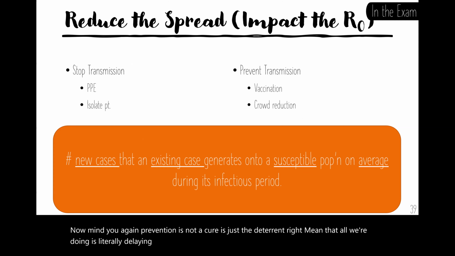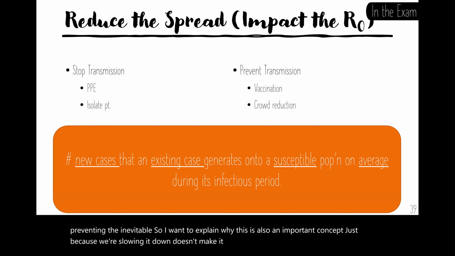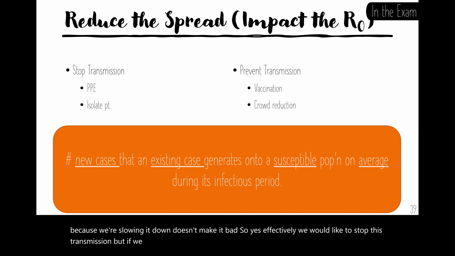So this may not sound as great, as in, well, why are we preventing the inevitable? So I want to explain why this is also an important concept. Just because we're slowing it down doesn't make it bad. So yes, effectively, we would like to stop its transmission, but if we can't stop it, or at least we haven't figured out a way to stop it, we would like to at least slow it down. And we'll show you how valuable this concept of slowing it down really is.